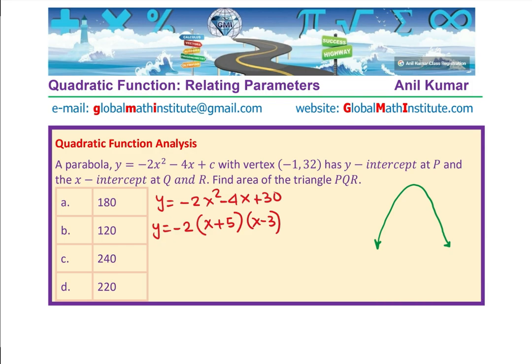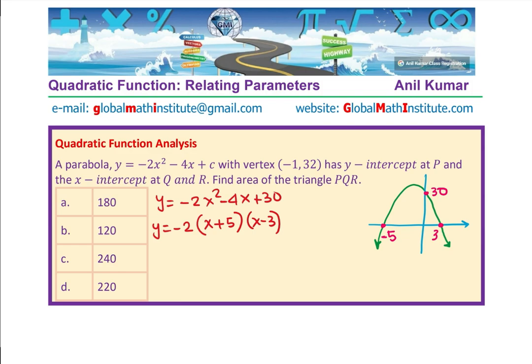So I'll draw the axis now. One is at 30. Okay. So the y-intercept is at 30 for us, right? So this is the y-intercept, which is at 30. Correct? These are the two x-intercepts. The drawing is definitely not to scale. One is at minus 5 and the other one is at 3, right?